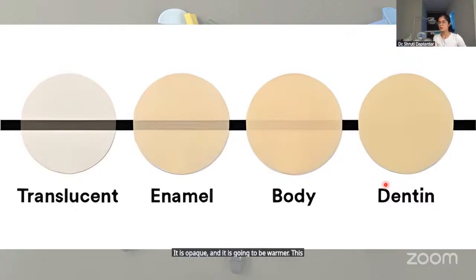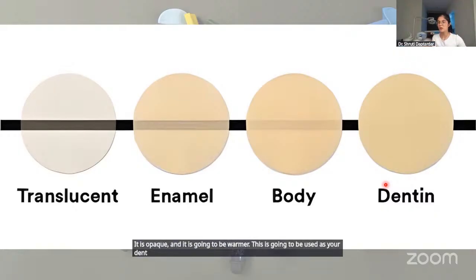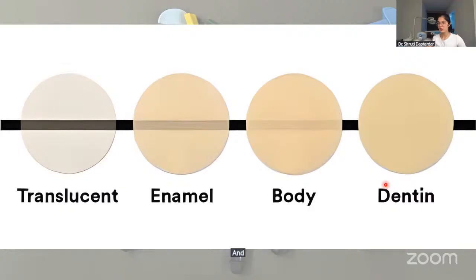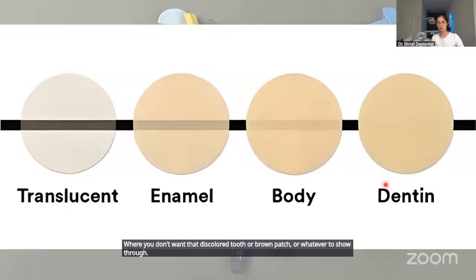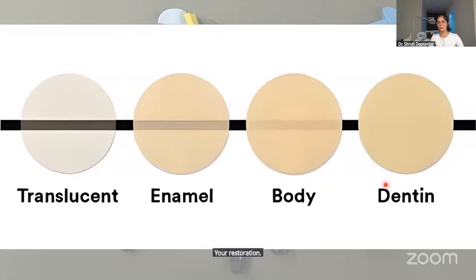This is going to be used as your dentine replacements, and in certain cases where you have to mask a certain level of discoloration, where you don't want that discolored tooth or brown patch or whatever to show through your restoration. It doesn't allow any of the light to pass through them.